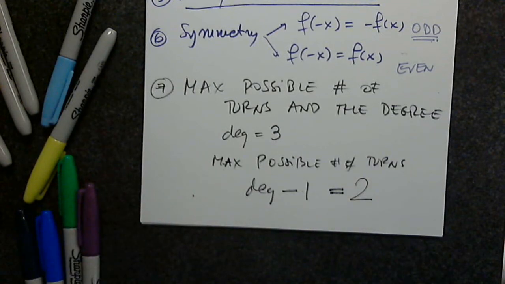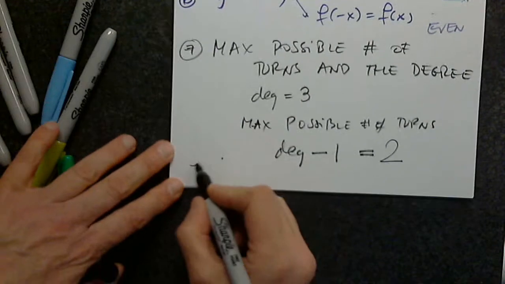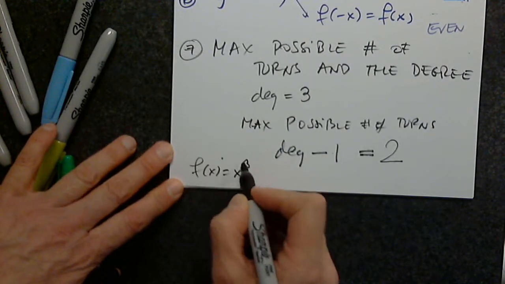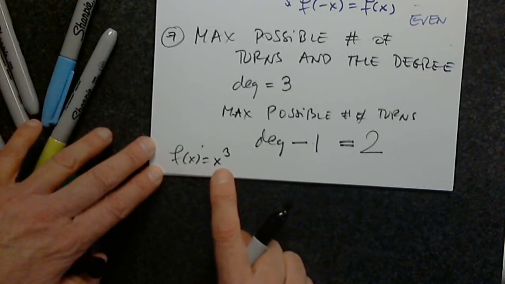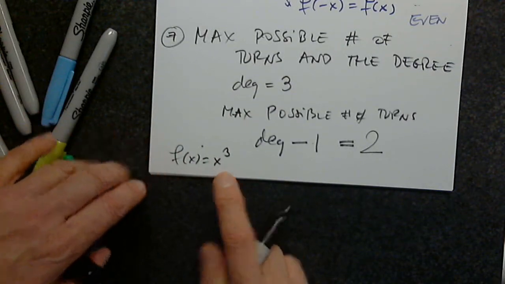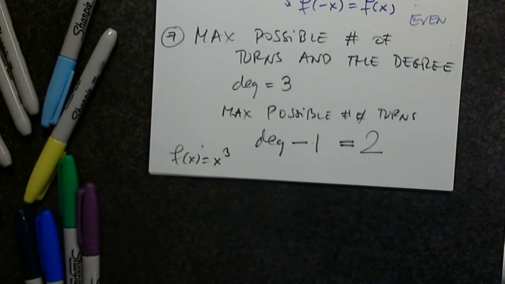Does it have to turn twice? No, it does not, but it cannot be more. So for example, if you remember f of x equals x cubed, what is the degree? 3. What is the maximum possible number of turns? 2. Does this function ever turn? No, we graphed it. Here's the function. It never turns. It's increasing all the time. If a function turns, it has to be increasing and then decreasing and then increasing and then decreasing. X cubed never turns.